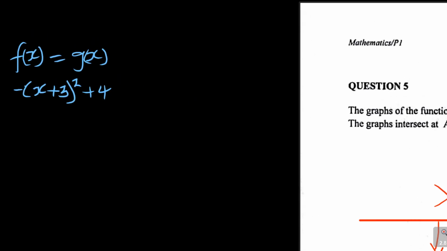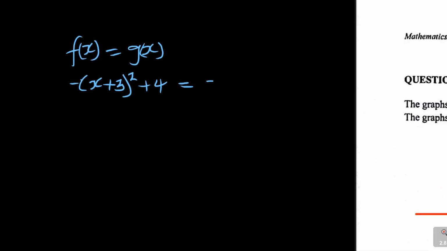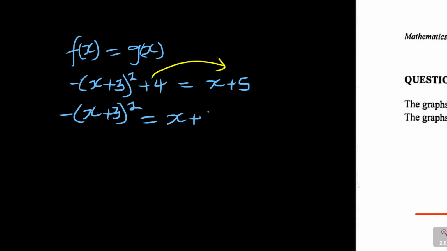So that is equal to, that's my f of x. Let's write g of x. g of x is x plus 5. It is x plus 5. Guys, you solve for x. Now how do you solve for x? I think the first thing I can do here is take 4 to the other side. So it will become what? Minus (x plus 3) squared is equal to x plus 5.